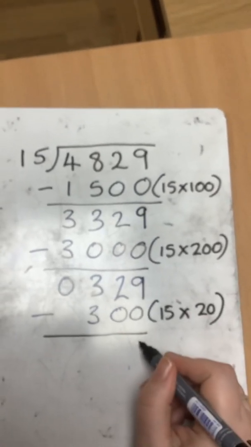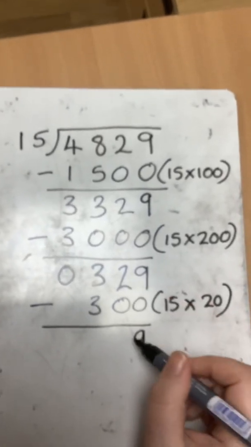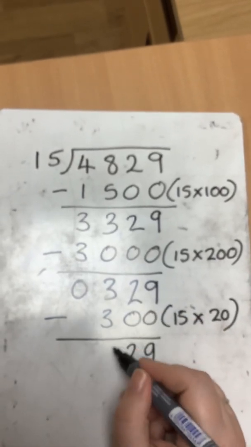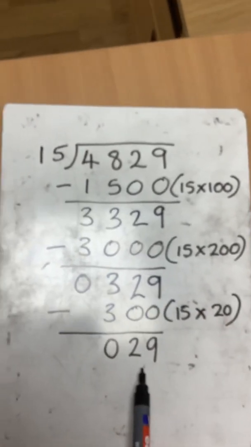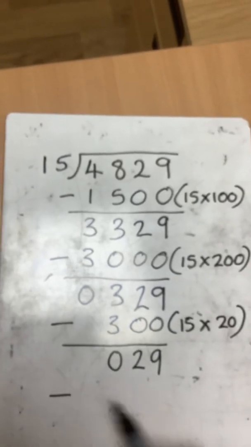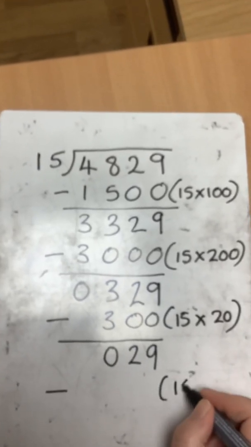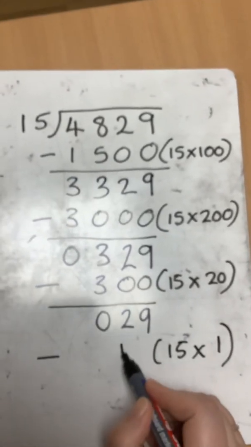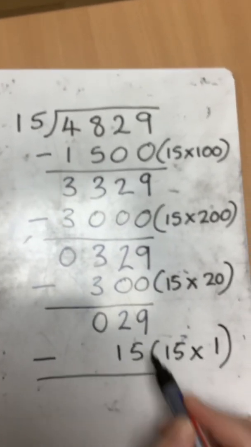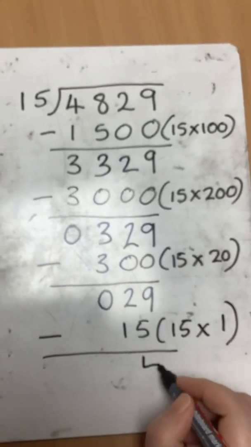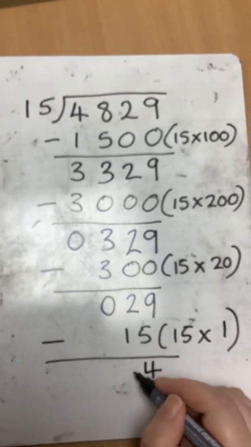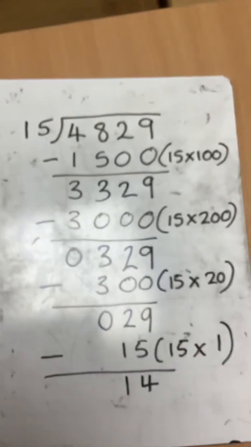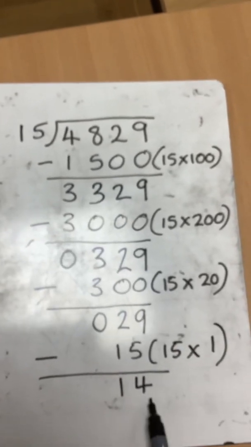9 subtract 0 is 9. 20 subtract 0 is 20, and 300 subtract 300 is 0. Now I've got 29 left. So I can get one group of 15 from there. So 15 multiplied by 1, subtract that 15, and I'm left with 9 subtract 5 is 4, 20 subtract 10 is 10. So I have a remainder of 14. I can't make a group of 15, which is how I know this is a remainder.